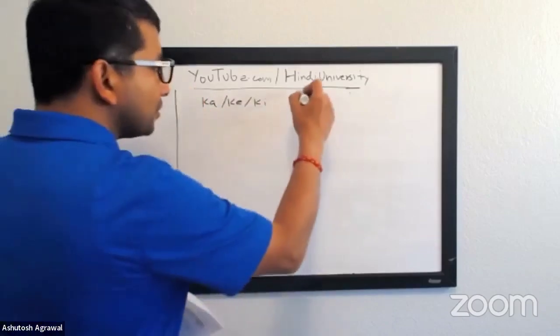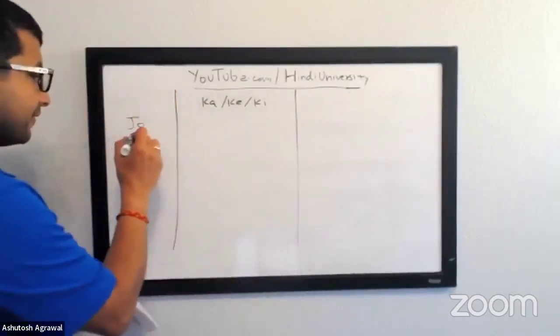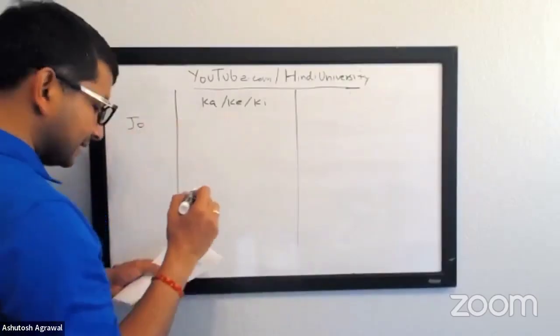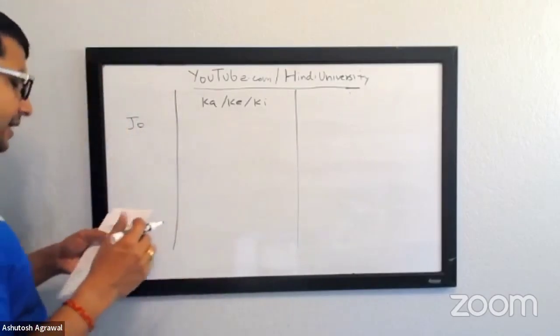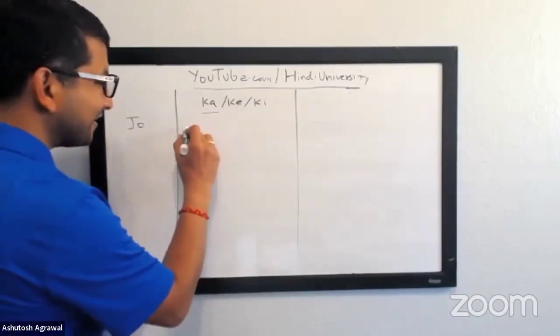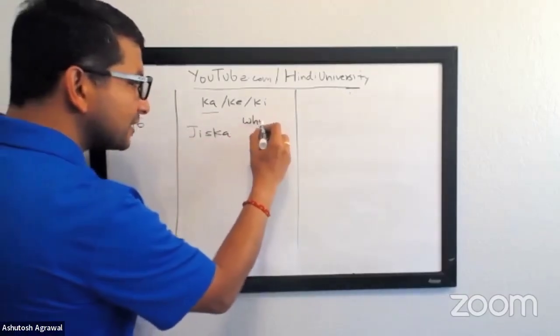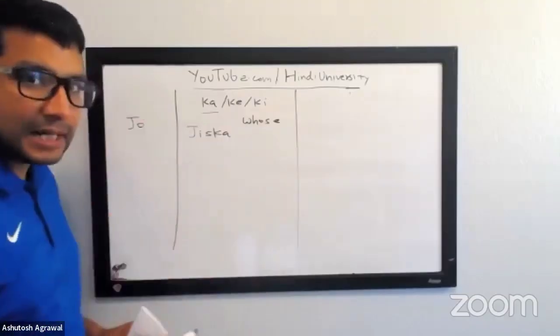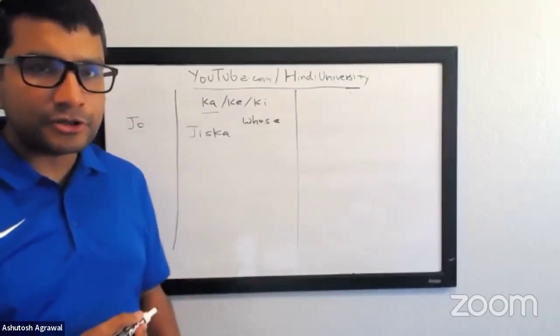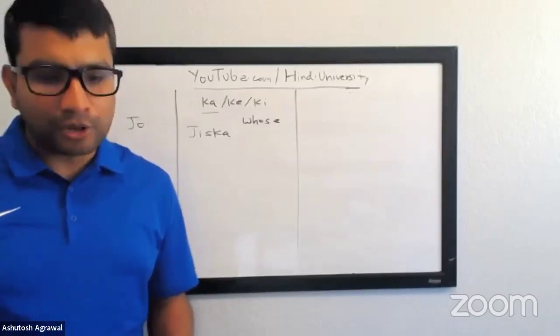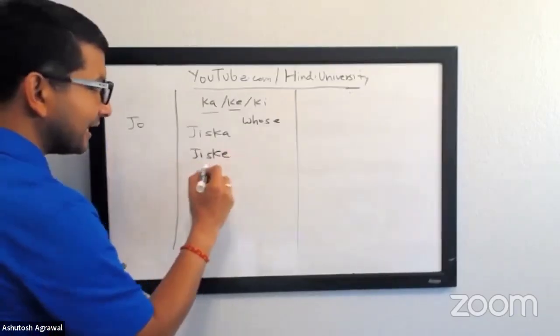Okay, so if you have something where you are adding jo with ka, ke, and ki, it also gets modified. Okay, and it will become kiska. It really means whose, but when you say kiska, that's like an interrogative. But when you say jiska, it is your relative pronoun. Jiska, jiske, and jiski.